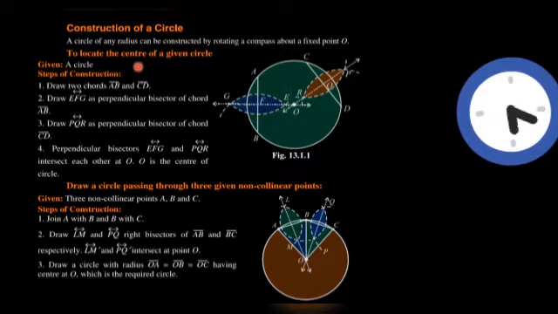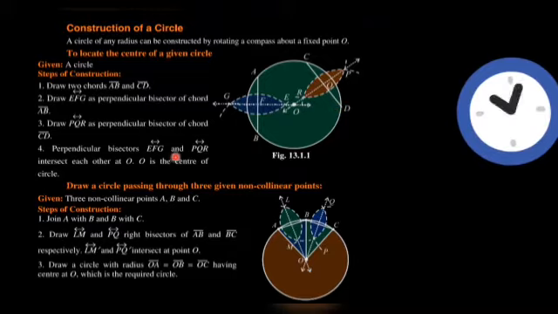How to locate the center of a given circle? Suppose I have a given circle. First of all, I shall draw two chords AB and CD. Then I shall draw EFG as the perpendicular bisector of this chord AB. Then we shall draw another perpendicular bisector of the other chord. PQR is the perpendicular bisector of the chord CD.